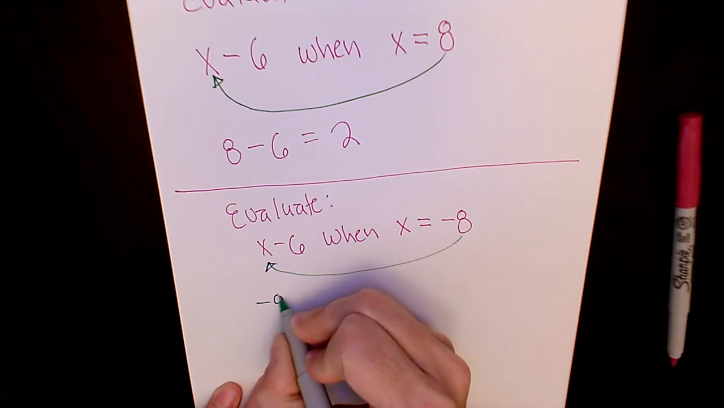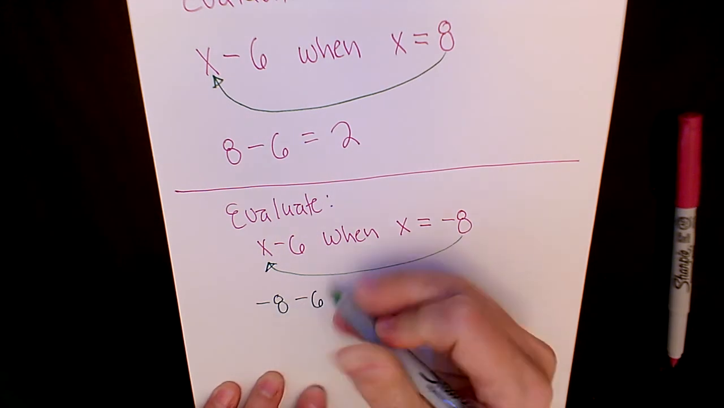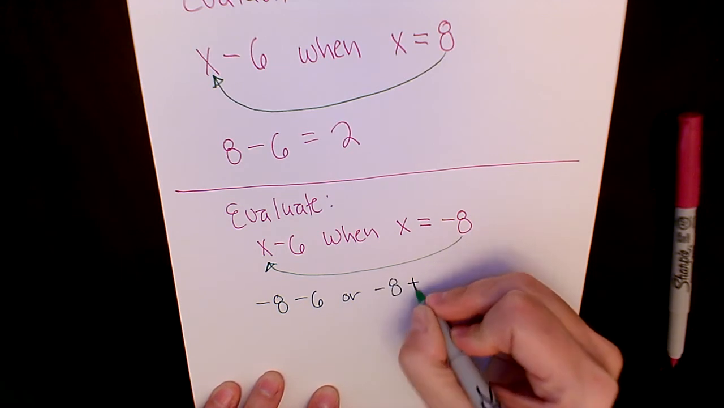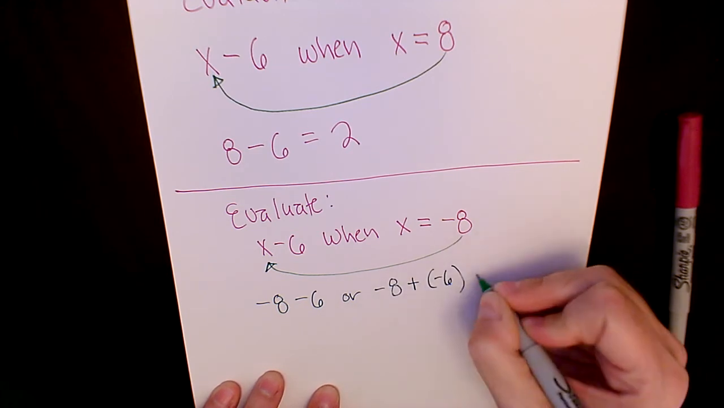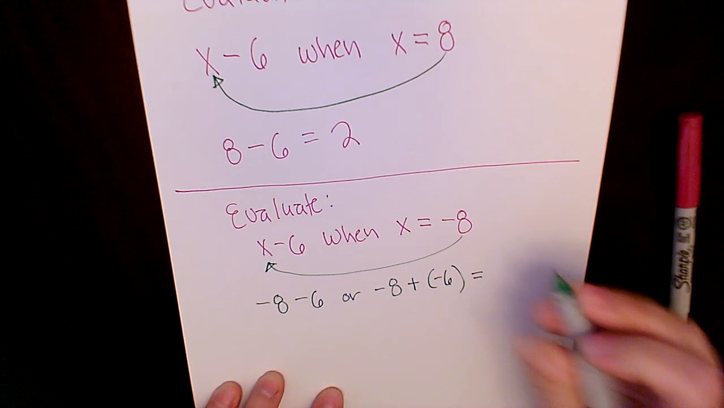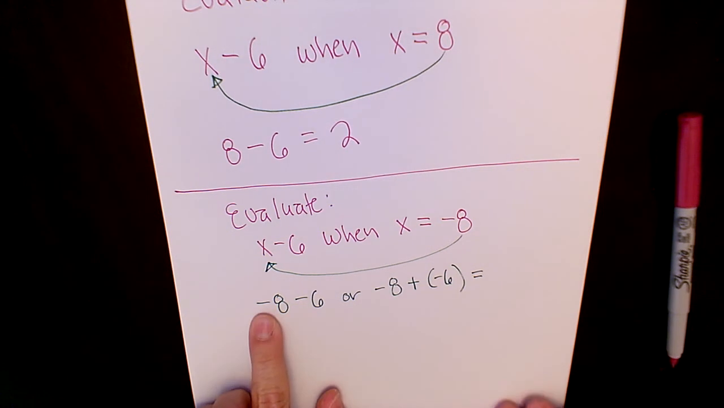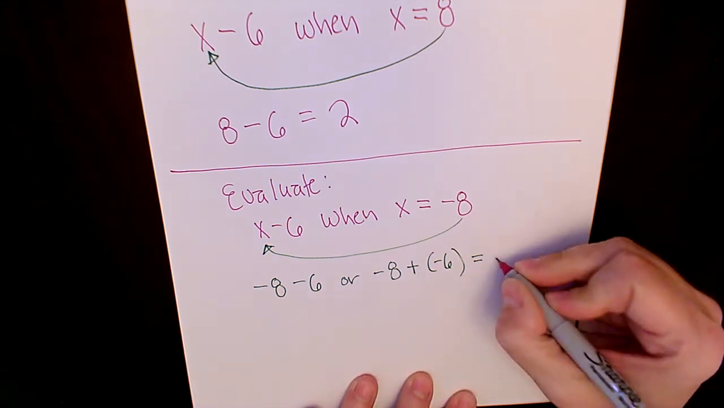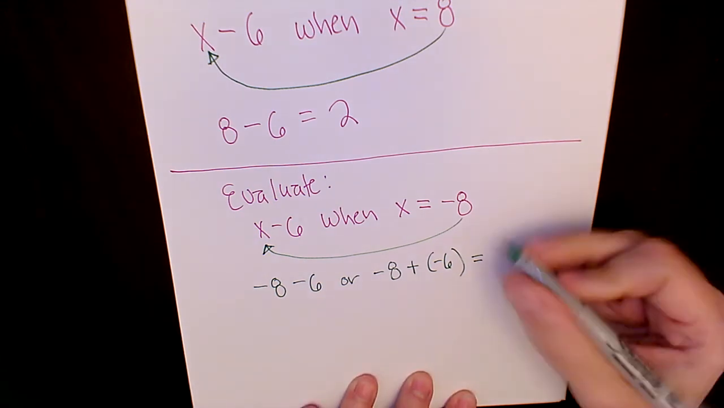So, negative 8 minus 6, or negative 8 plus a minus 6. So when you have a negative, we're putting them together. It's a negative 8 and a negative 6. We're just adding them together. So what's negative 8 plus negative 6? It is negative 14.